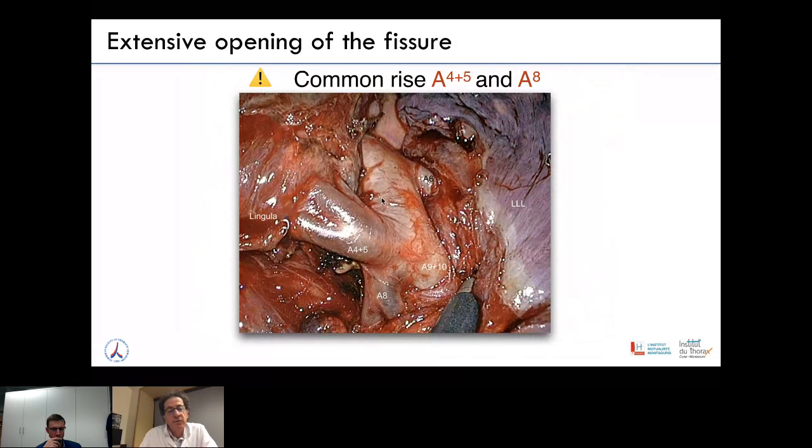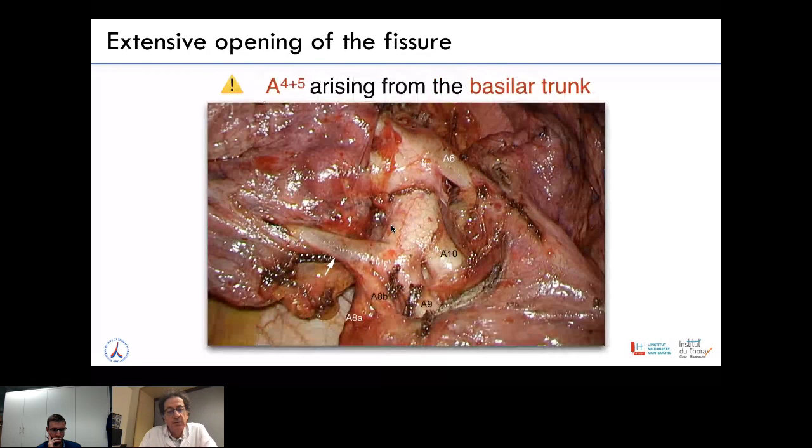And if you do that, you will cut in the same way the lingular artery, which arises at a very low level on the basilar trunk. So you should not do this. You should do this, of course. Another example, same example, with the lingular artery arising very low on the basilar trunk, like this. And of course, you should not do this, but this.